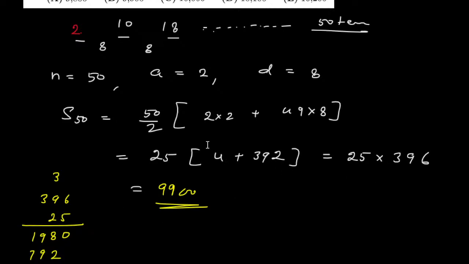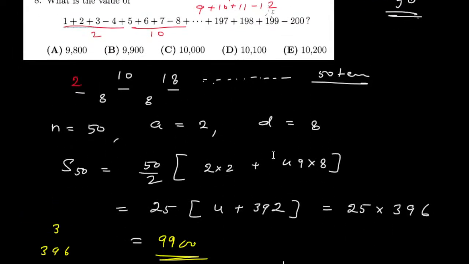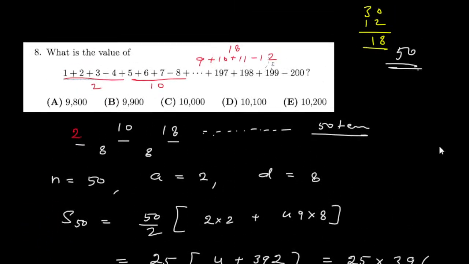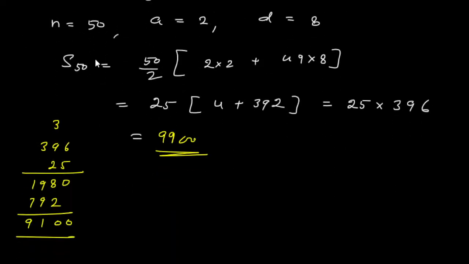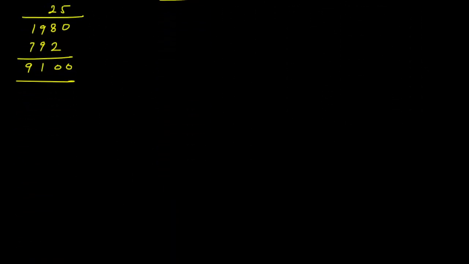396 multiplied by 25, let us see this, 396 multiplied by 25, that is 9900. Okay, so it's my mistake. 9900 is your answer, the perfect one. Okay, so as we are moving, the problems are getting tougher and tougher. Okay, this is your question number 8. Now let us see question number 9.